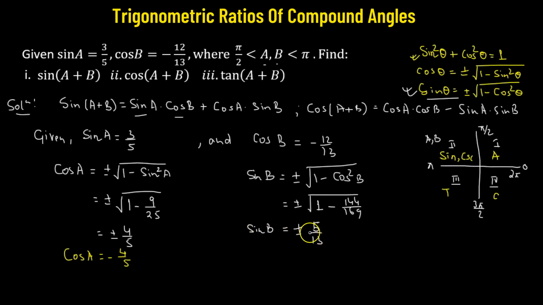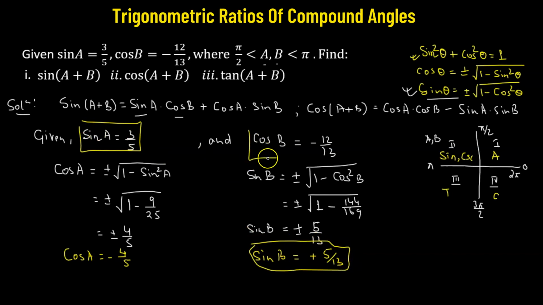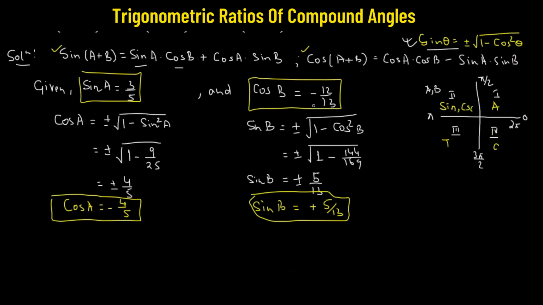And since we are in the second quadrant, the sine function is positive. So our final value for sine B is going to be positive 5 over 13. So we have the value of sine of angle A, we have the value of sine of angle B, we have the value of cosine of B which has already been provided to us, and we have obtained the value of cosine of A. So let's use these four values to find the value of sine A plus B as well as cosine of A plus B. Let's begin with sine A plus B.